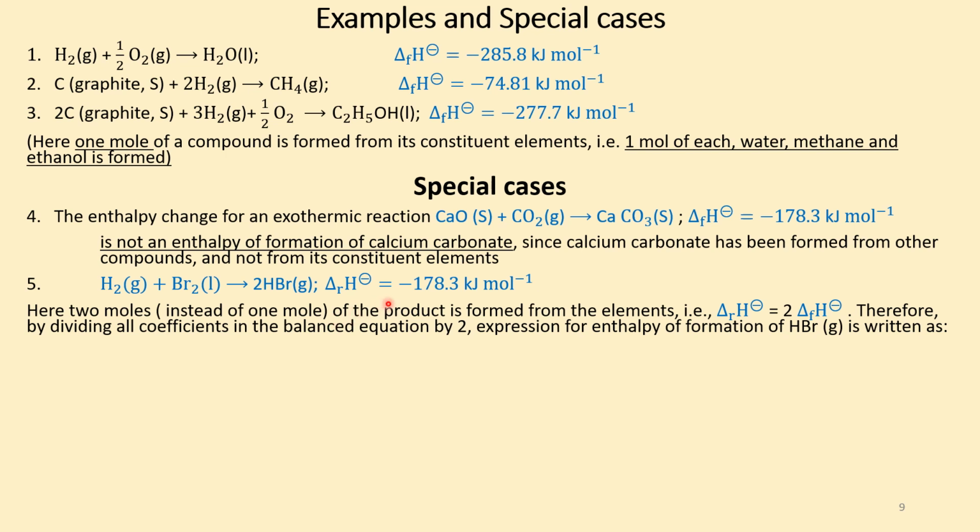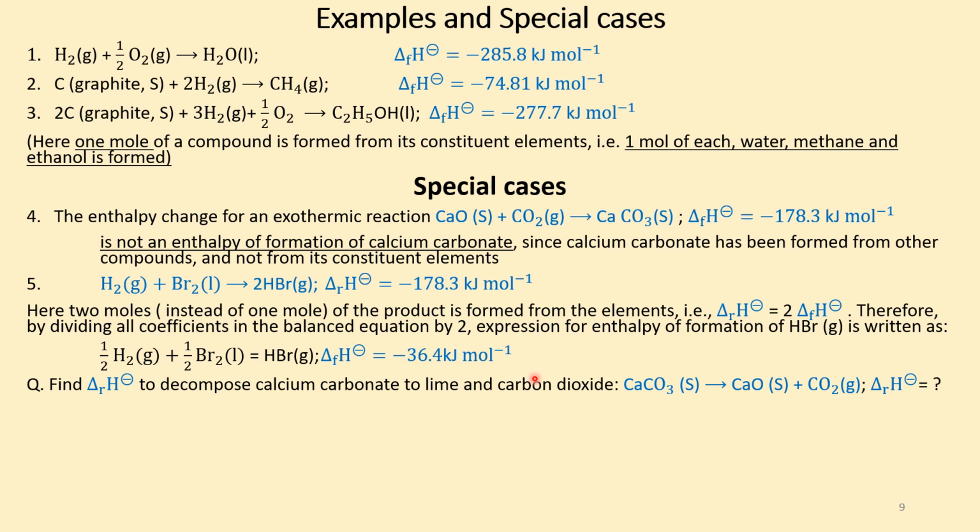Therefore, by dividing all the coefficients in the balanced equation by 2, the expression for enthalpy of formation of HBr can be written. We can rewrite this equation number 5. We have to divide it by 2. Half H2 gaseous plus half Br2 liquid equals HBr gaseous. So ΔfH° is equal to minus 72.8 divided by 2. Its ΔfH° is minus 36.4 kilojoules per mole.